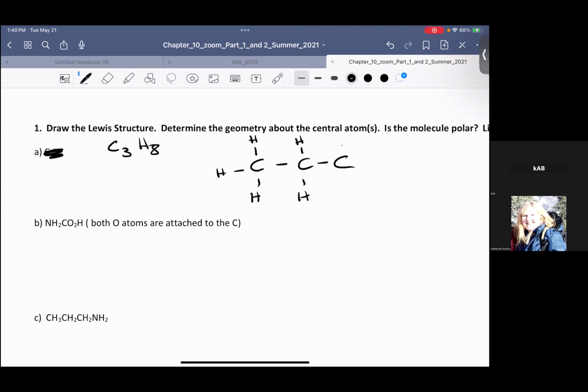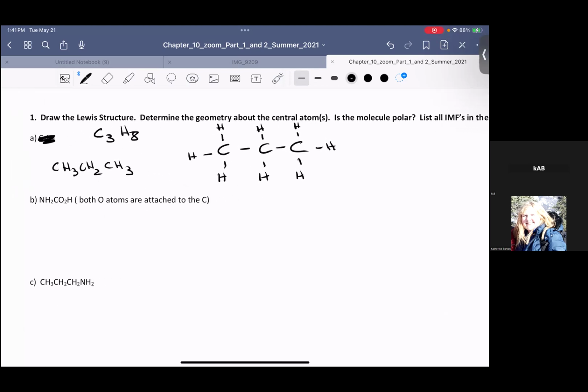CH2 in the middle is going to have the 2 bonds to the carbons and the 2 bonds to the hydrogens. And when I finish there, I am looking at C3H8. I could also write that as CH3, CH2, CH3, just different forms of the same structure. Now, what are we going to do with this? We need to figure out the geometries.